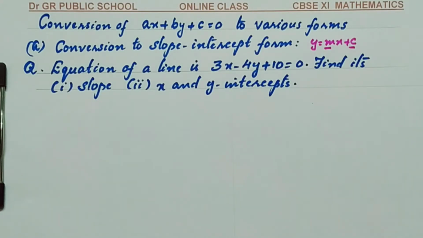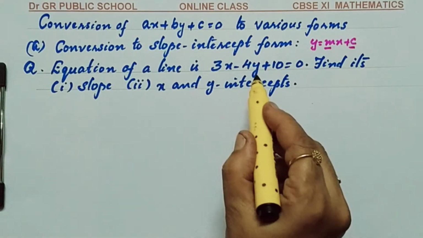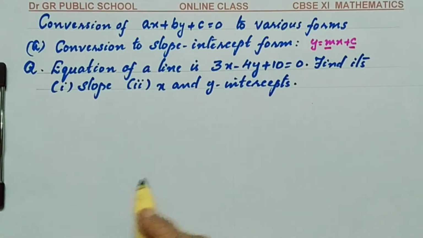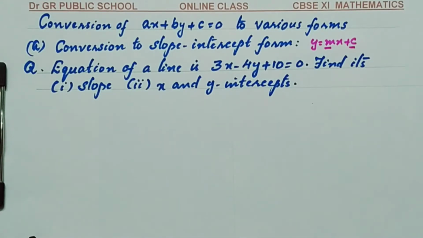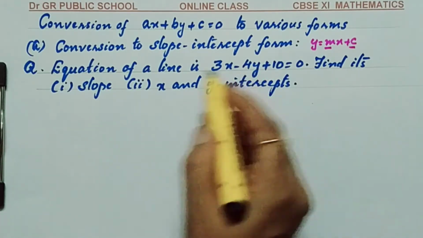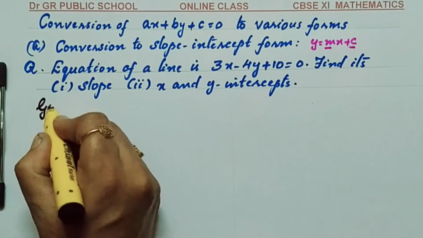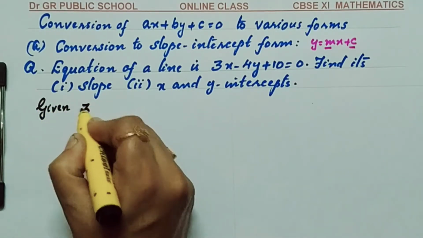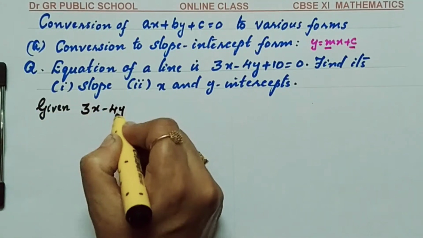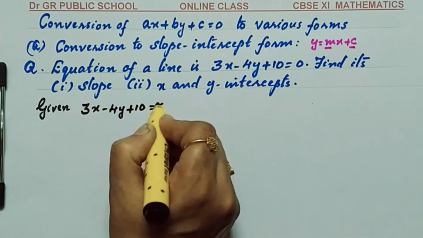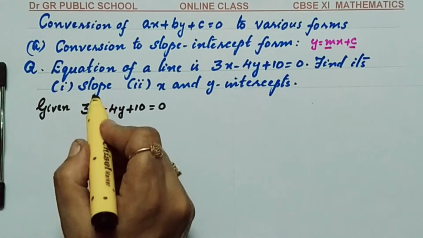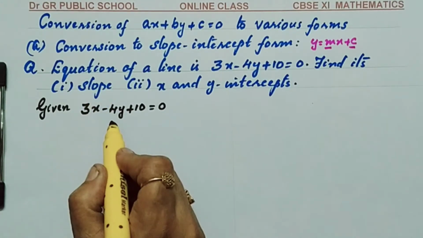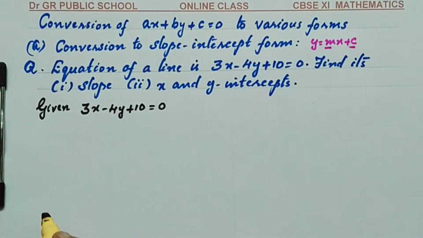First question. Equation of a line is given as 3x minus 4y plus 10 equal to 0. Find its slope and x and y intercept. Two questions. So you are given the general equation of the line as 3x minus 4y plus 10 equal to 0. The first question is you need to find the slope. To find the slope, we need to convert the equation to the slope-intercept form.